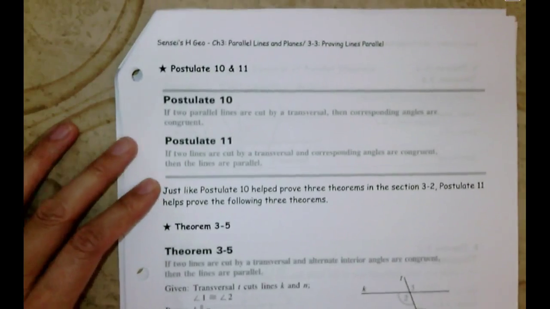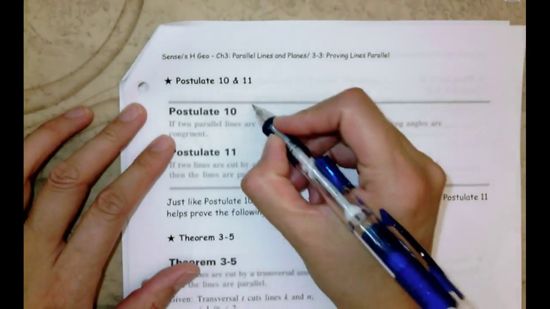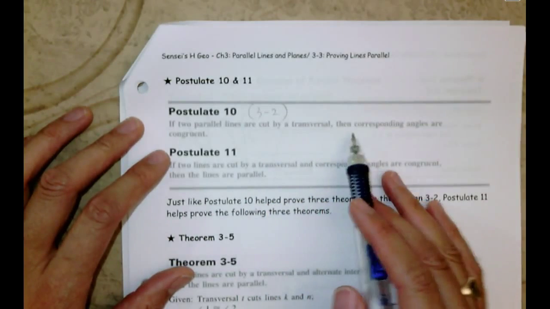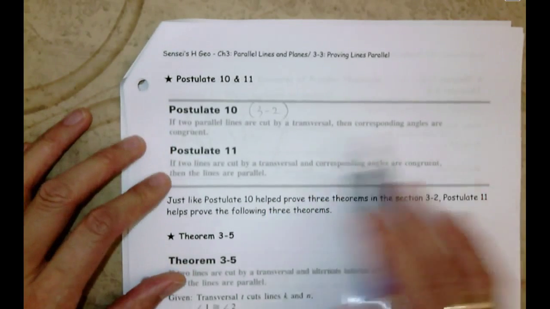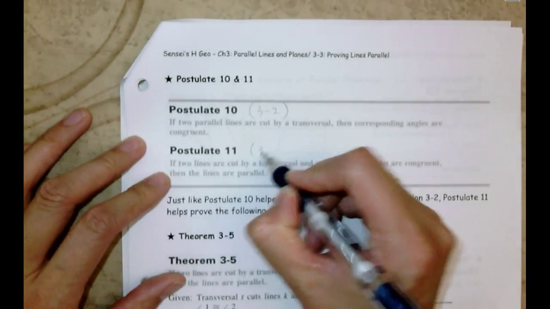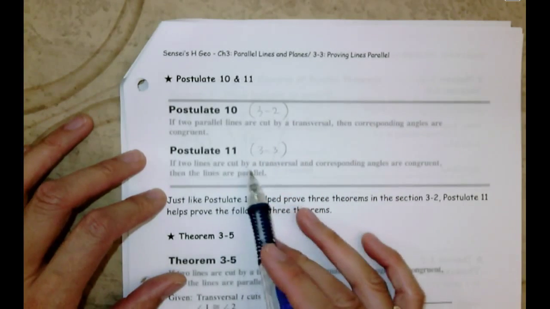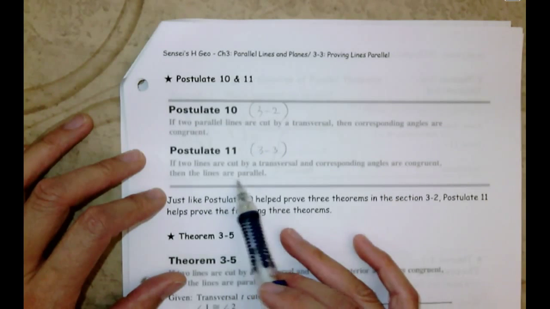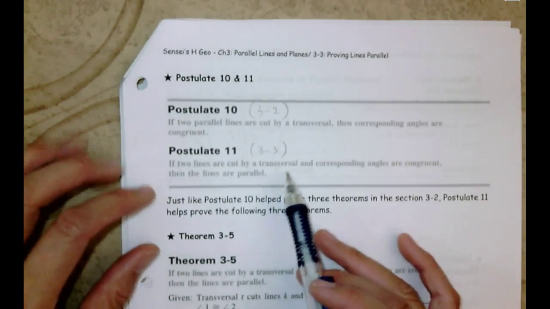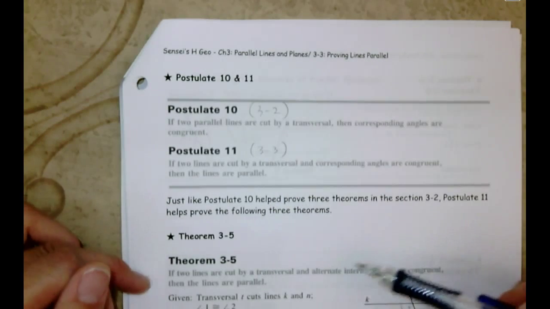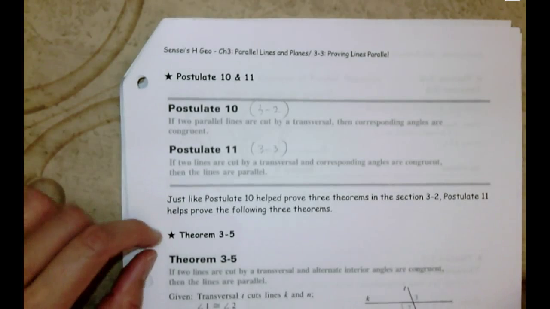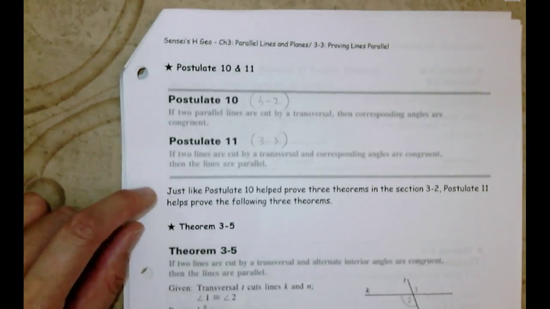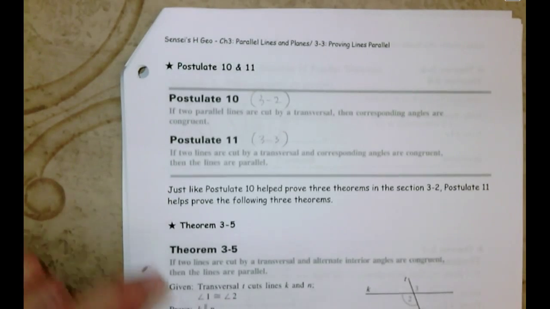All right, so here is postulate 10 that we did in 3.2. If two parallel lines are cut by a transversal, then corresponding angles are congruent. And postulate 11, this is in 3.3: if two lines are cut by a transversal and corresponding angles are congruent, then the lines are parallel. Theorem 3.5, theorem 3.6, and theorem 3.7 are all converses of the theorems that we learned in 3.2, and we can use these to prove lines parallel.